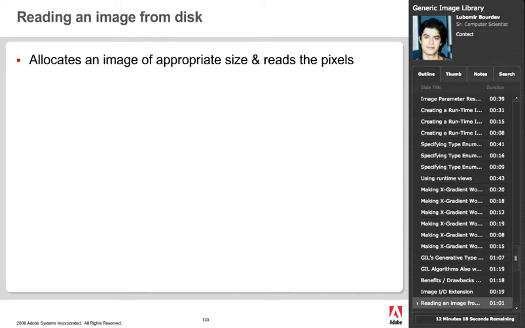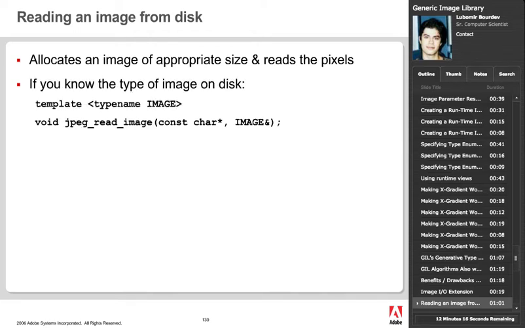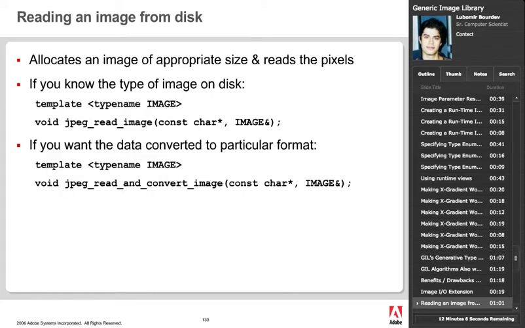There are three ways of reading images. If you know the type of the image on disk, you can read it into a templated image. If you are wrong, you will get an I/O exception. Often you don't care what the format is on disk, but you just want your image converted to a given format. You can use the read and convert method to read an image and convert it on the fly without any extra memory.